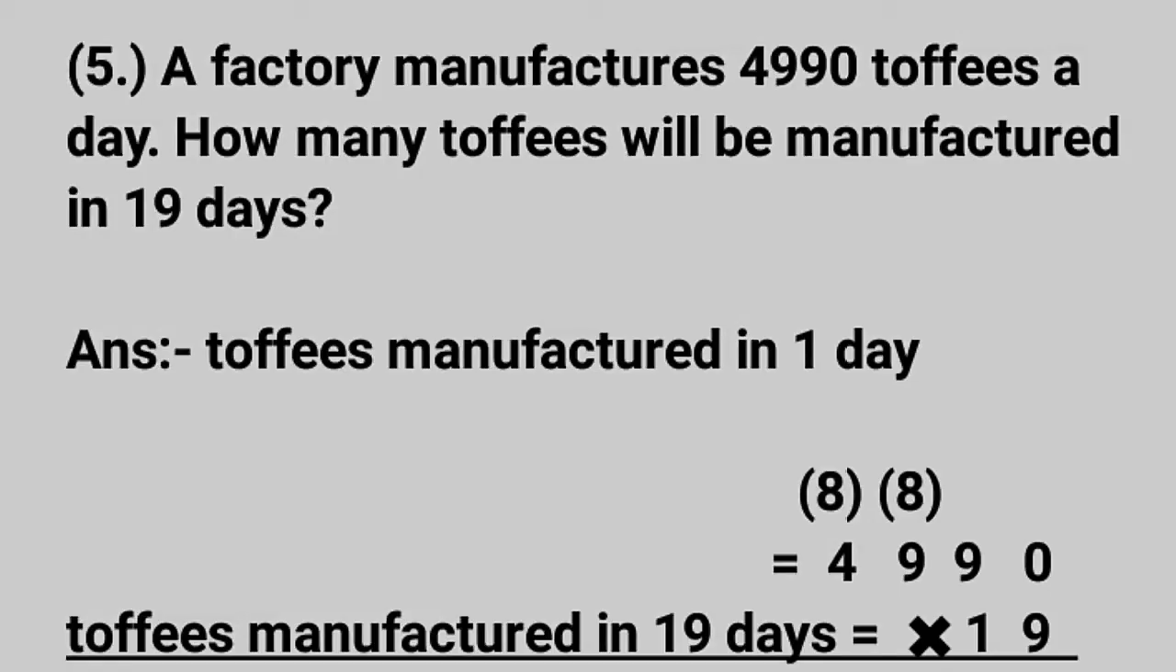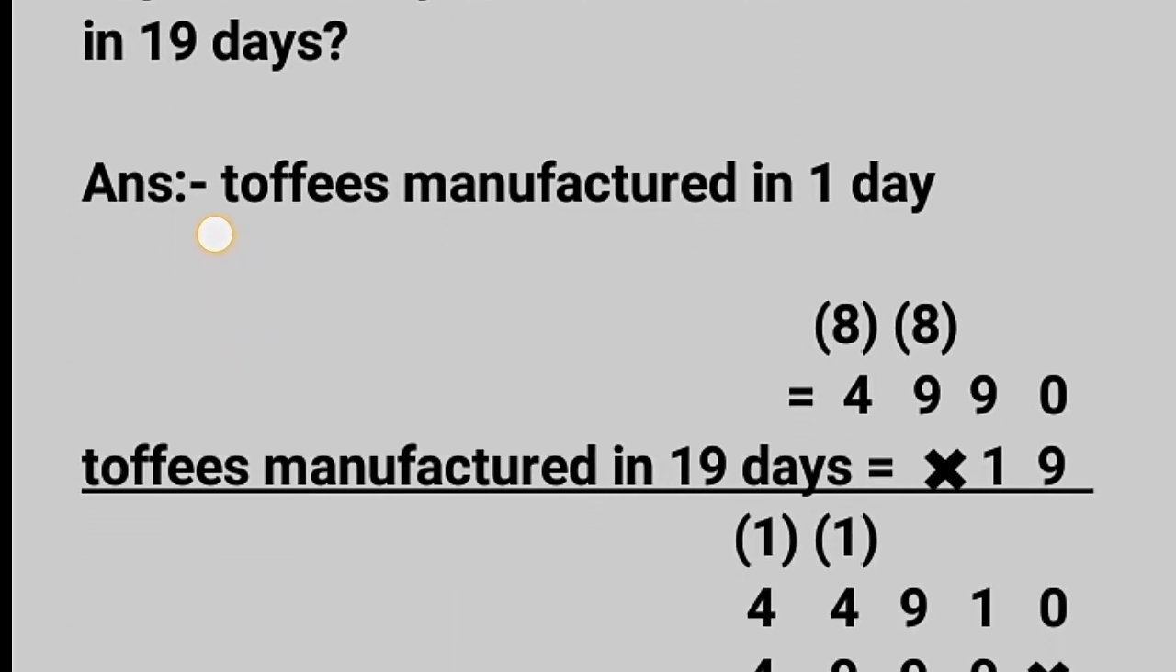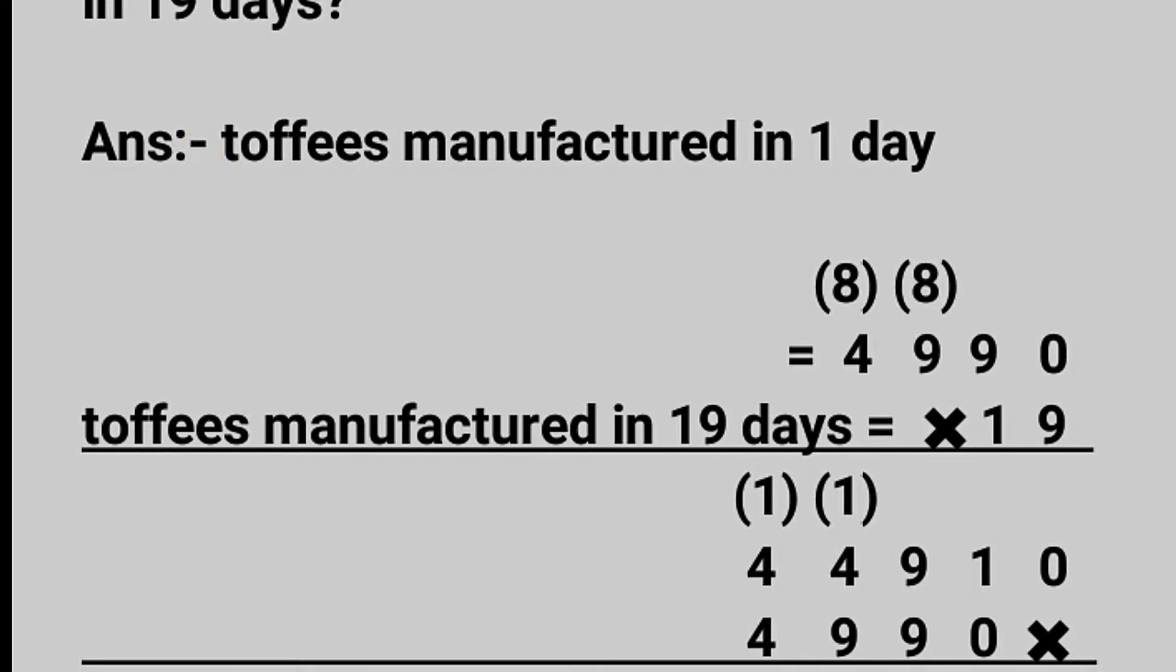Fifth is, a factory manufactures 4,990 toffees a day. एक दिन में 4,990 टॉफीज बनाती है. How many toffees will be manufactured in 19 days? 19 डेज में कितनी टॉफीज बनाई जाएंगी? So answer is toffees manufactured in 1 day is equal to 4,990 and toffees manufactured in 19 days is equal to multiply by 19.